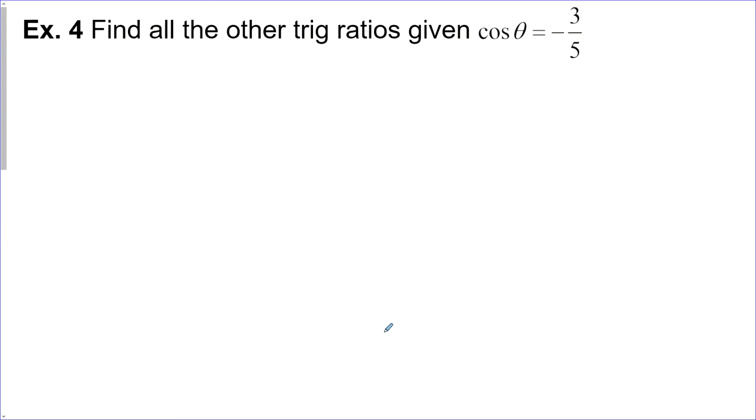Example 4, find all the other trig ratios if we're given that cos theta equals negative 3 over 5. So cos, remember, is adjacent over hypotenuse. So I can draw something like that. If the adjacent is negative 3, that would be back here. So this side should be negative 3. And my hypotenuse is 5. Hypotenuse would always be positive, or the radius of our circle would always be positive.